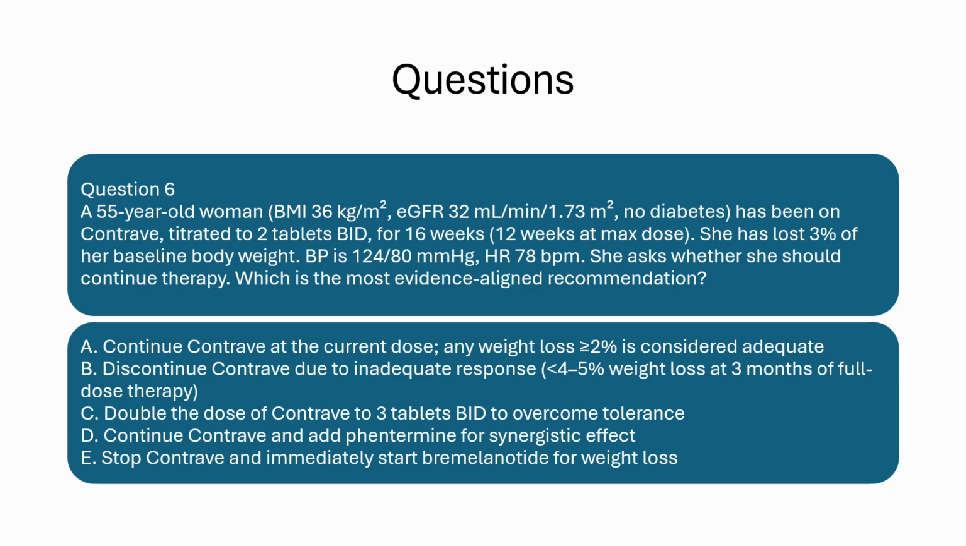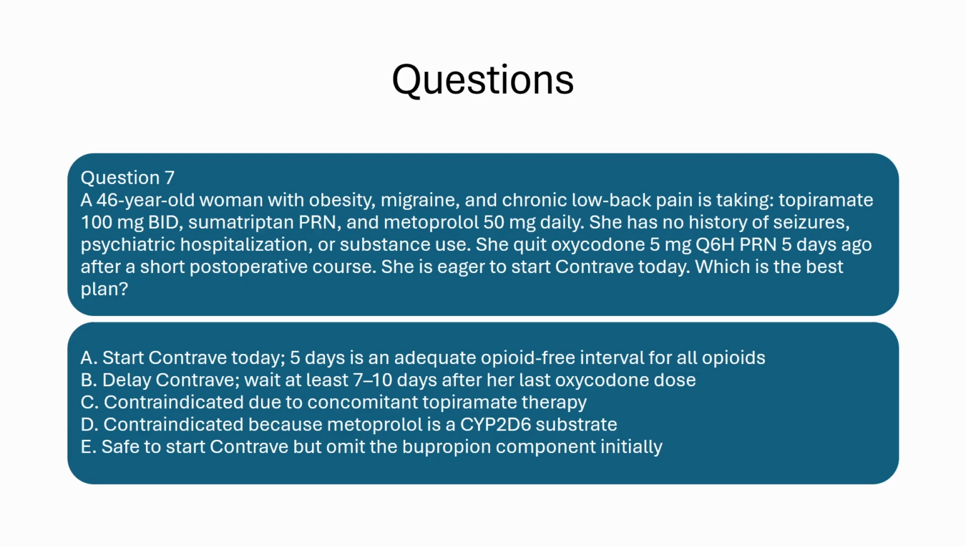A 55-year-old woman with a BMI of 36, an eGFR of 32, and no history of diabetes has been on Contrave, titrated to 2 tablets by mouth twice a day for 16 weeks. She's been on the max dose for 12 weeks already. She has lost 3% of her baseline body weight. Her blood pressure is 124/80. Her heart rate is 78. She asks whether she should continue therapy. Which is the most evidence-aligned recommendation? The answer is Bravo.